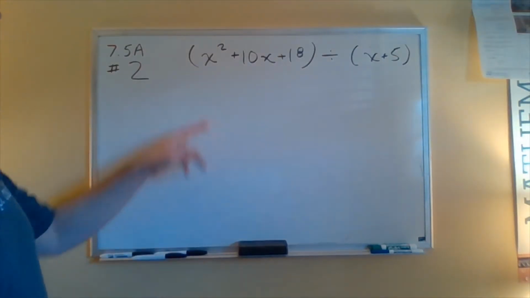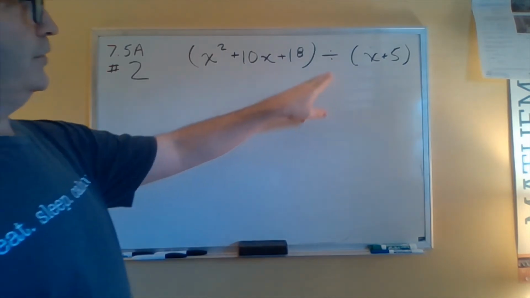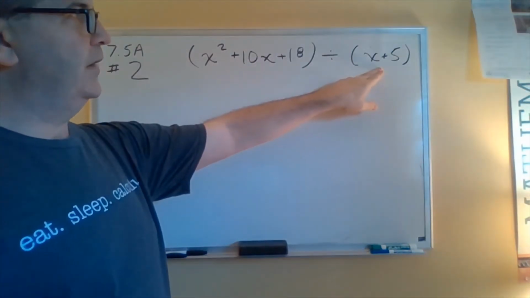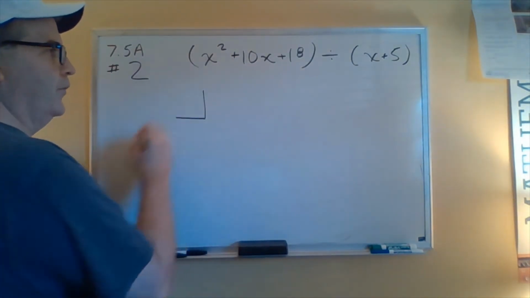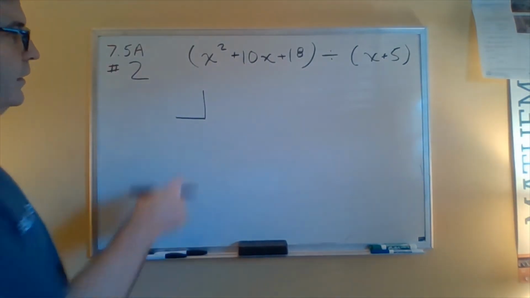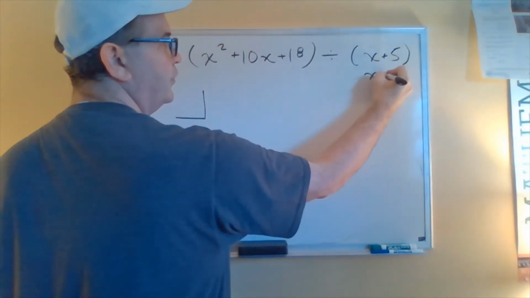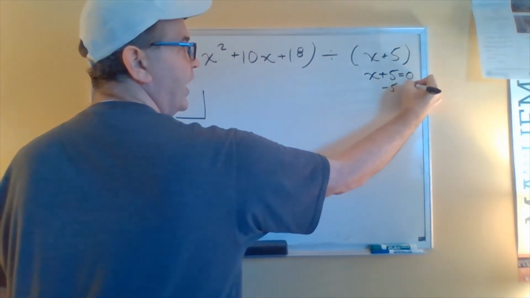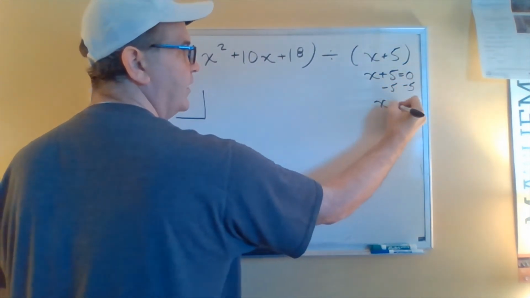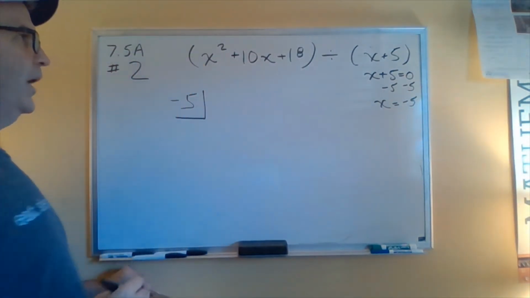Number 2, we're given the trinomial x squared plus 10x plus 18, and we're asked to divide that by this binomial divisor here, x plus 5, using synthetic division. So we'll draw this little divisor box over here. What number do we put in here? Well, we have to set our divisor equal to 0 to find out. So x plus 5 equals 0. Subtracting 5 from each side, we get x equals negative 5. And that's what will go in the little divisor box here.